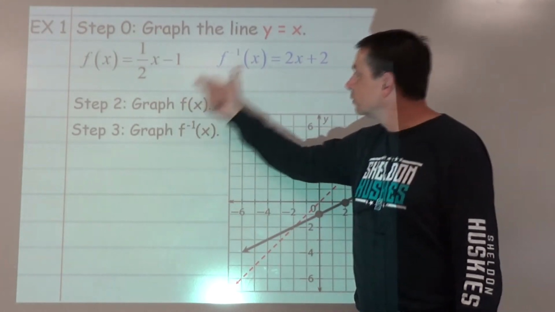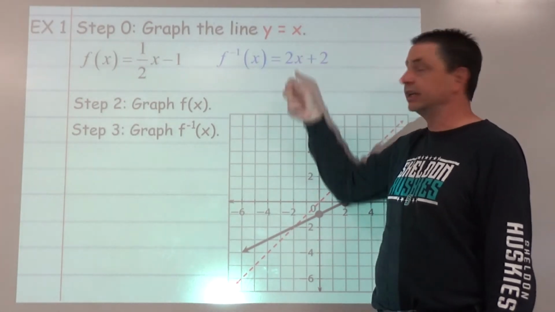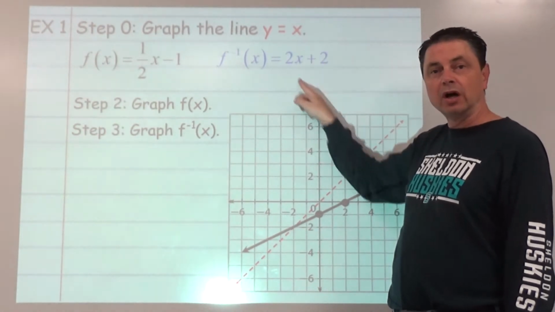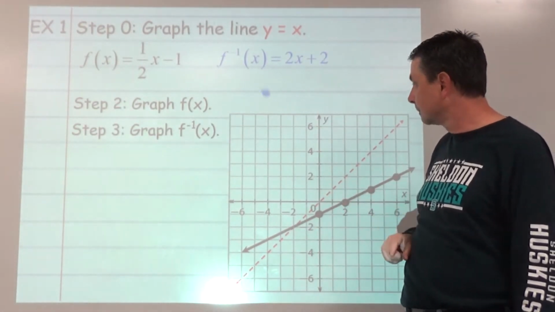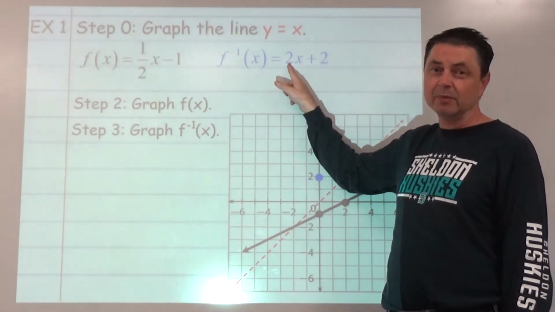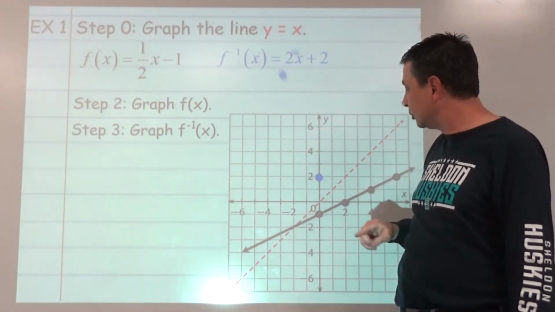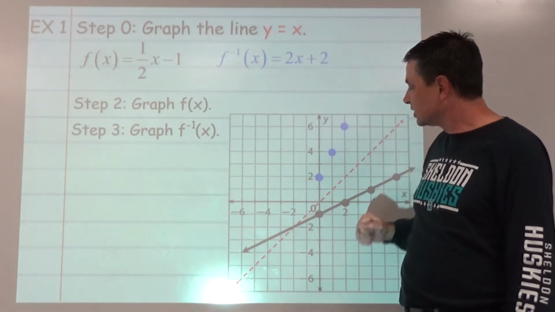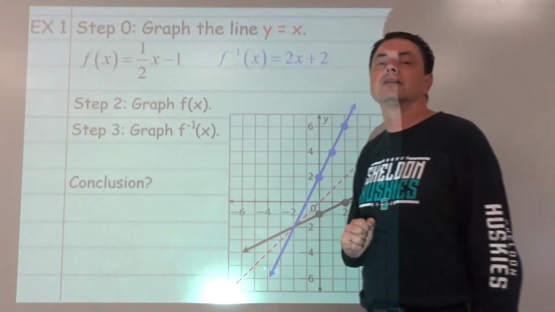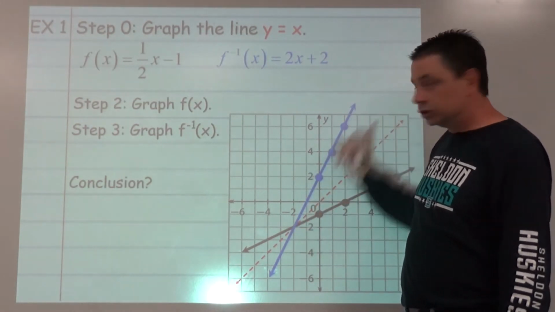Step 3, we have found the inverse. Let's graph the inverse. It's a linear function. Start with the y-intercept, on the y-axis at positive 2. The slope is 2, which is the same as the fraction 2 over 1. So up 2, right 1. Do that a couple times so we get nicely spread apart points and a good exact line. Draw that in. Use a ruler.